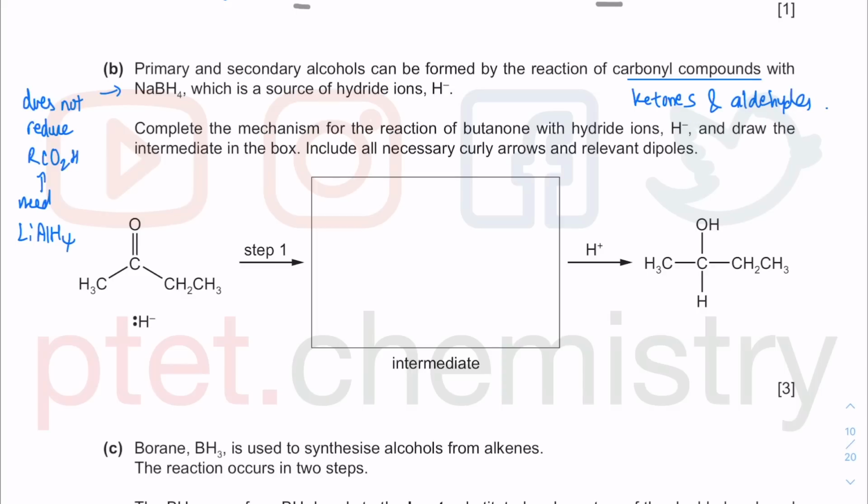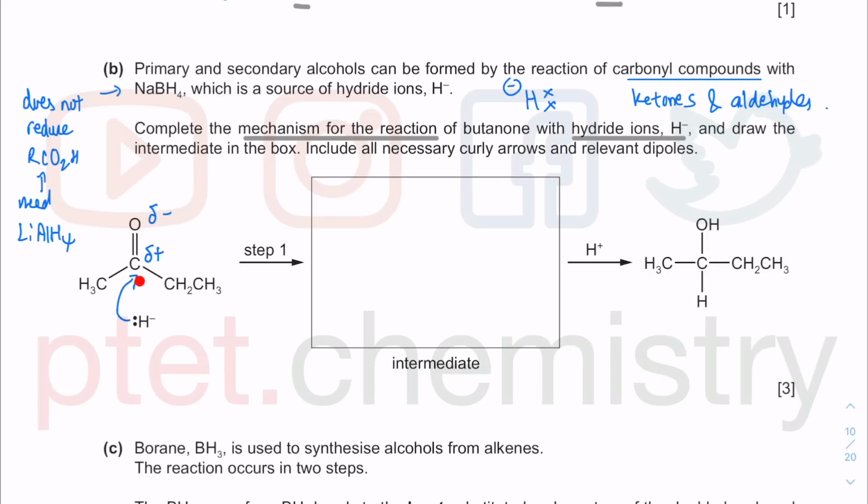You're supposed to complete this mechanism for this reaction with hydride ion. H minus has a lone pair on the hydrogen because it's got 2 electrons, it's not H plus. So this is your exact same mechanism as in AS chemistry, the nucleophilic addition mechanism. So this is from the lone pair. I label the dipole. Rich in electrons would attack the poor in electrons. So the first thing that happens is the rich attacks the poor.